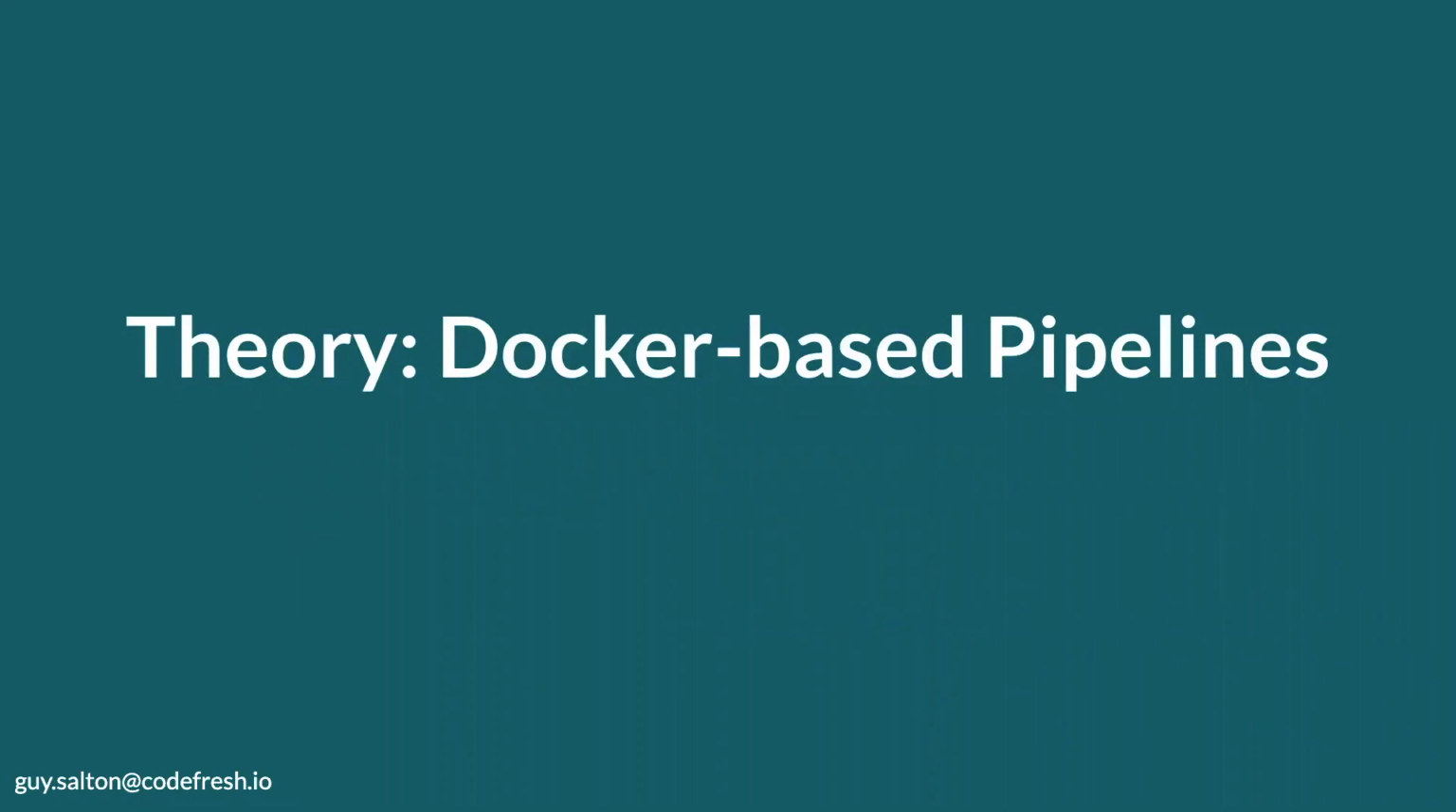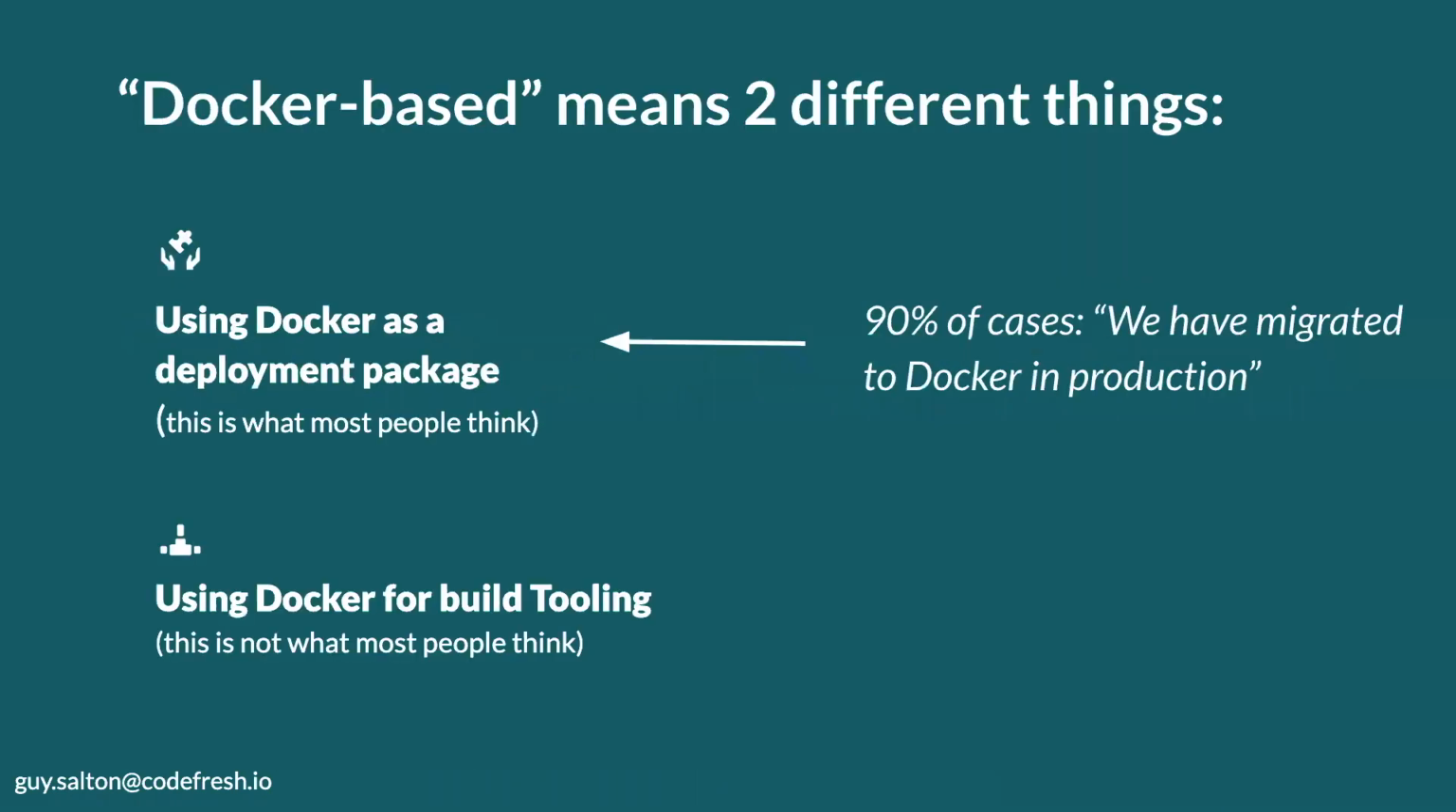Okay, so let's start with the theory of Docker-based pipelines. As I mentioned at the beginning, when people say that they're using Docker in production, that they're using containers in production, in 90% of the cases they mean that they use Docker as deployment packages, which means that the final package gets in a Docker image, and this is what is being deployed. In the webinar today, we're not going to focus on that.